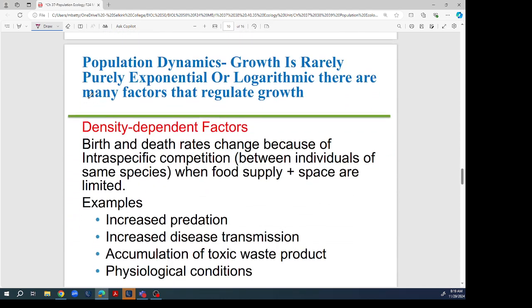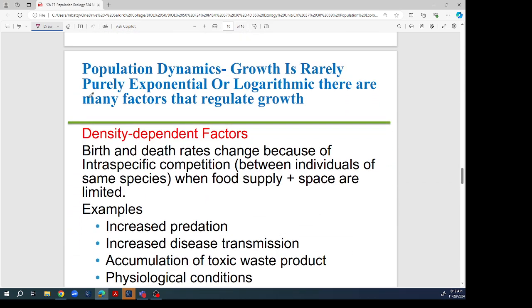So like I said, growth is rarely purely exponential or purely logistic. We've got a lot of factors, and these factors are constantly changing. There's two different kinds of factors. We could talk about density dependent factors, so as the population grows, how things change, or density independent factors. It doesn't matter what the population size is, there are going to be things that can happen that affect that population.